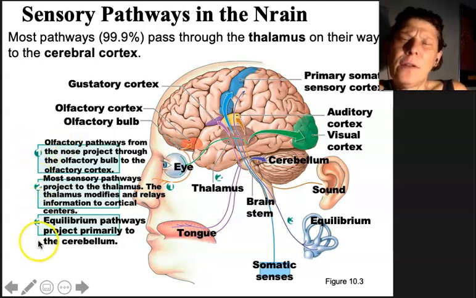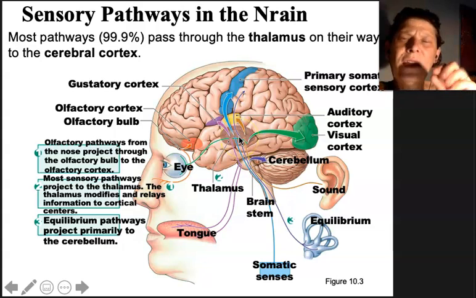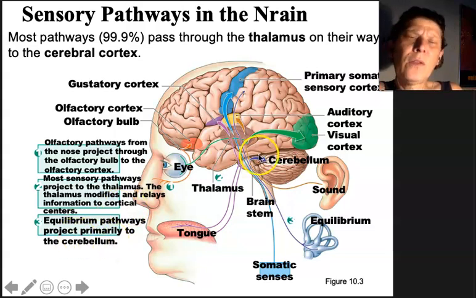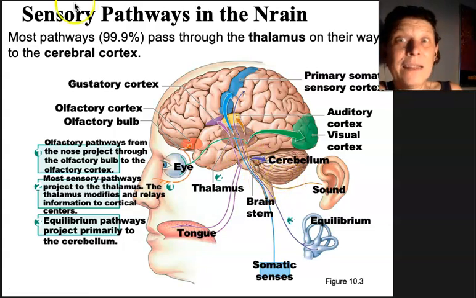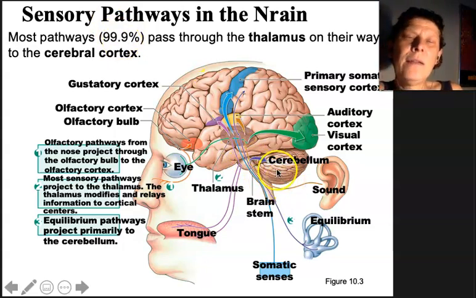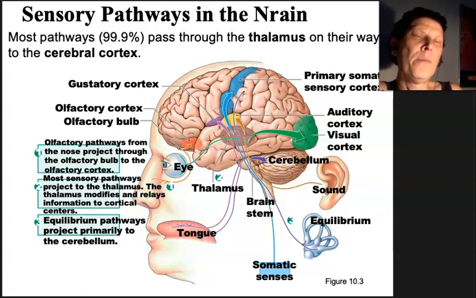If you take a look at these little boxes here, the olfactory pathway from the nose projects through the olfactory bulb to the olfactory cortex. We'll look at that a little closer. Most sensory pathways project to the thalamus, that's right here, and then get sent to their particular destination. The equilibrium pathway projects primarily through the cerebellum rather than directly to the thalamus, hence 99.9%. That has to do with the cerebellum being responsible for equilibrium and balance. This is figure 10.3.